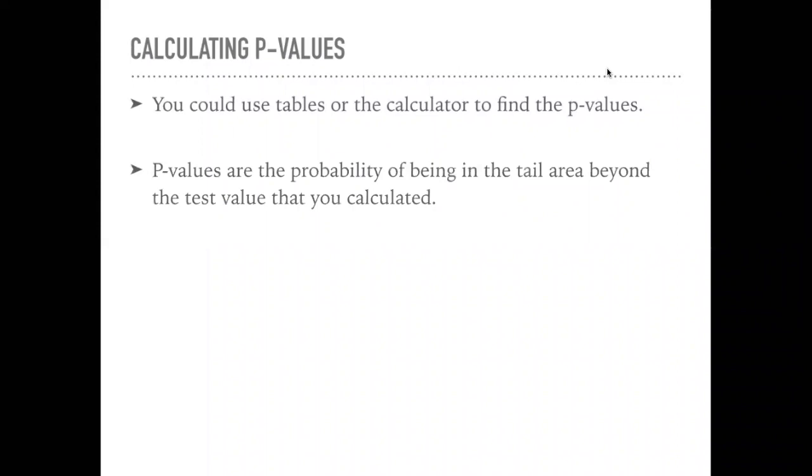Now, for finding p-values, you can use tables or you can use the calculator. What is a p-value? A p-value is the probability of being in the tail area beyond the test value that you calculated. I honestly think that we've done plenty of doing things by hand, especially in this chapter, so I'm not going to make you do this by hand. I would encourage you to go ahead and use your calculator. If you have questions about how to do this by hand, feel free to contact me and ask me questions. I'd be more than happy to discuss it.